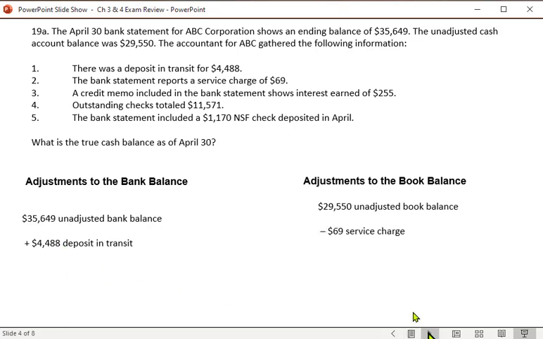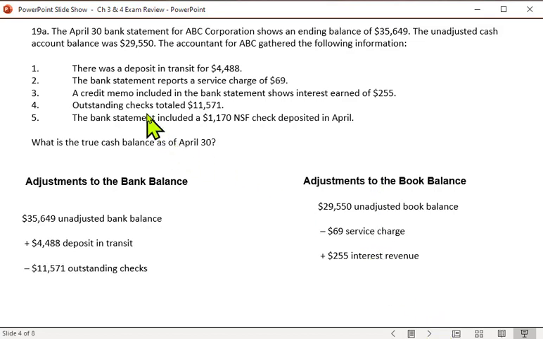And next we've got a service charge. Up here it says the bank reports a service charge of $69, and we didn't know about that on the book side until we got our bank statement. So you want to subtract the service charge from the book balance. And next we've got a credit memo: the bank statement shows interest earned of $255. Again, you wouldn't know about this until you open up your bank statement. So you want to add that to the book side, because that's going to increase your book balance.